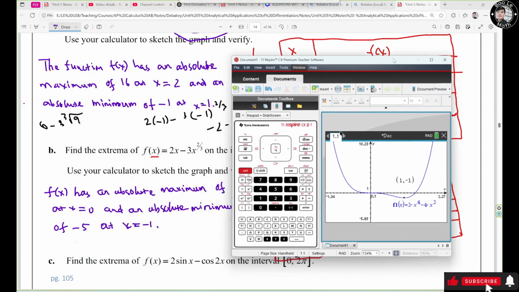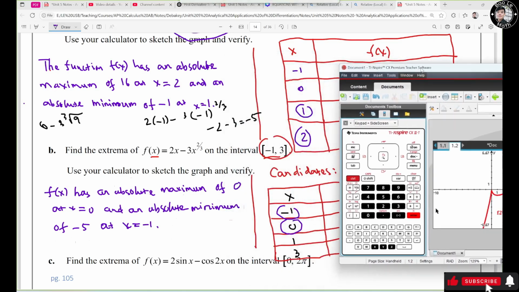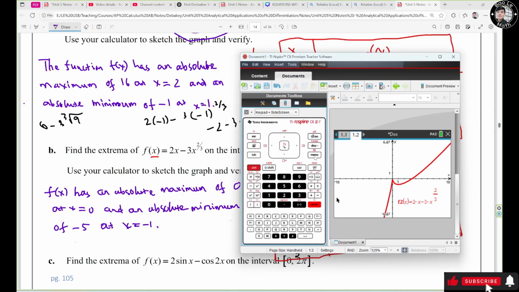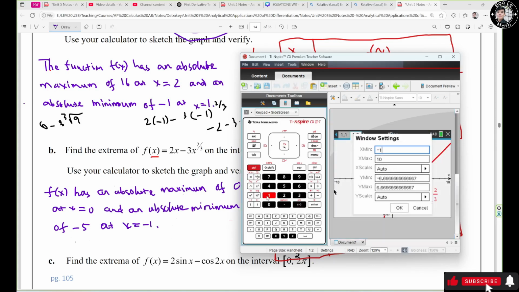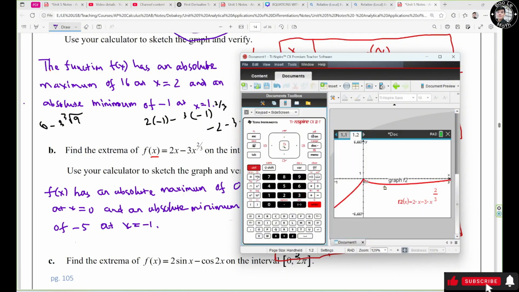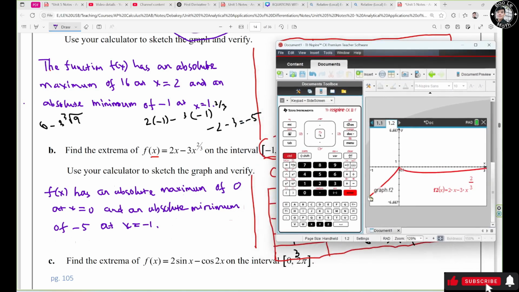So you need to hit Ctrl I, add graphs, input the function right here, 2s minus 3 times s to the 2/3. Hit enter, it's gonna be right here. Now you need to restrict the domain, right, from negative 1 to 3. So you need to hit menu, window setting right here, negative 1, 3. Hit enter, it's gonna be right here. Alright, so absolute maximum is 0 at s equals 0, right? And absolute minimum is on the left hand side right here, negative 5 at s equals negative 1, right?